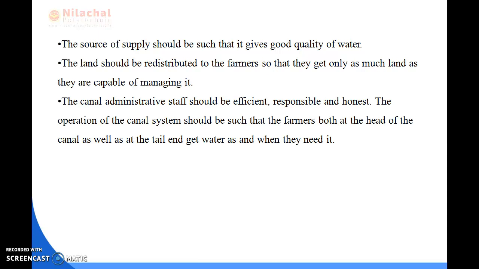So it is all about that, and we have also known about the derivation of duty, delta and base period. We get the formula D, that is duty, equals 8.64 B by delta. B means base period and delta means delta. So this is the D. We can denote it as hectares per cumec. Next, we have read about the factors affecting the duty, and also the methods by which we can improve the duty. So these are all about this chapter, that is water requirement of the crops.